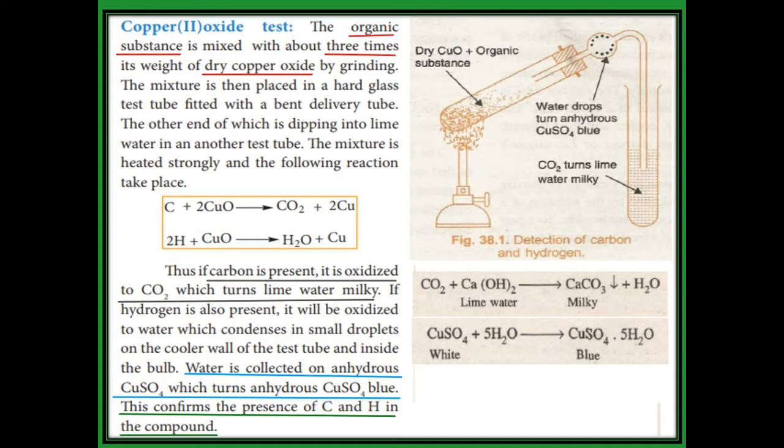So from this test we can conclude that the organic compound contains carbon and hydrogen, because it turns the lime water milky, and it turns the anhydrous copper sulfate from white to blue. Why does this happen? Carbon turns into carbon dioxide during the reaction. The carbon dioxide turns the lime water milky, and during the reaction water is formed. The water changes the anhydrous copper sulfate from white color into blue color.